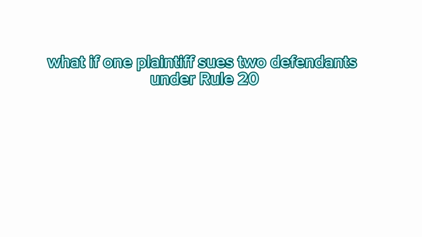Okay, that sounds friendly. Very efficient. But wait, now let's flip it. What if one plaintiff sues two defendants under Rule 20? Let's use the example from the text. A plaintiff from Arizona gets into a car wreck with driver 1 from New Mexico and driver 2 from Nevada. Okay, so everyone is from a different state. Diversity of citizenship is fine.